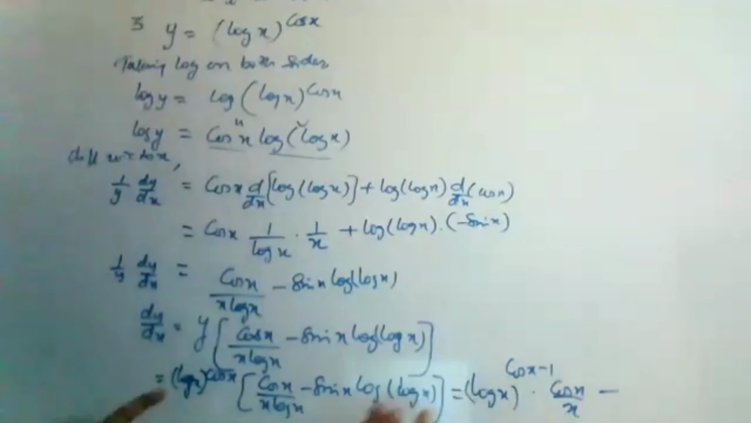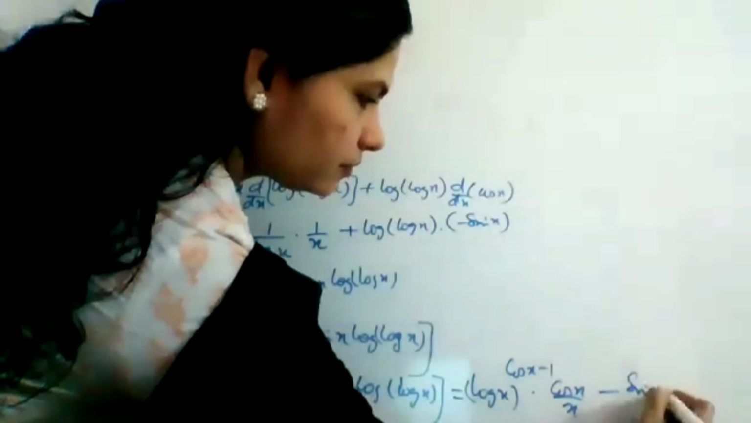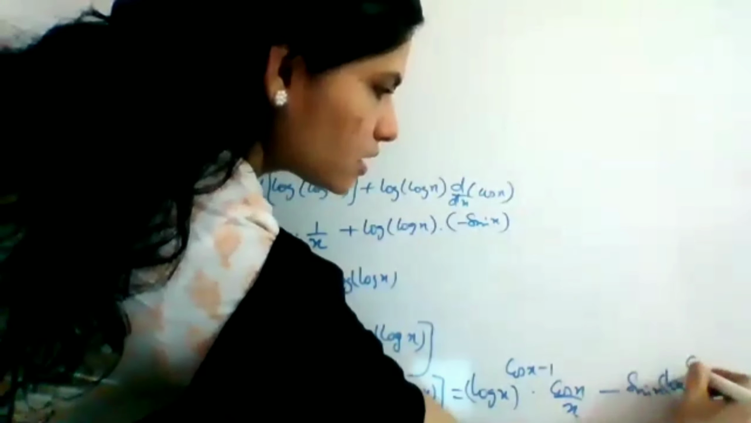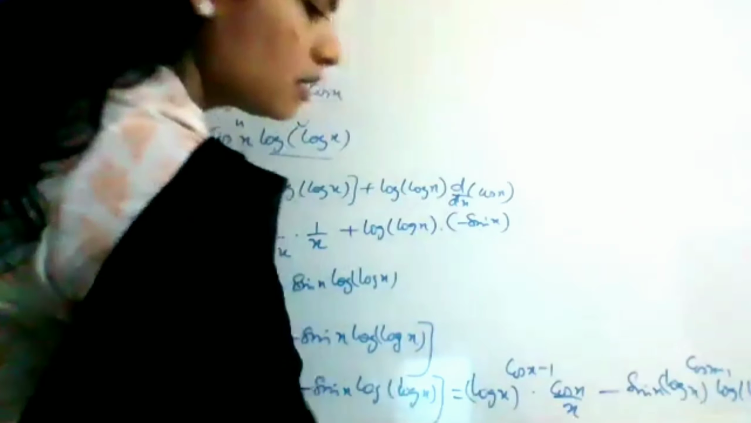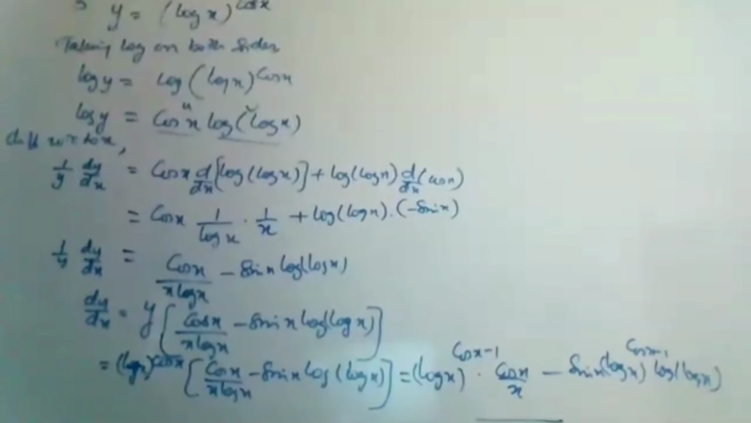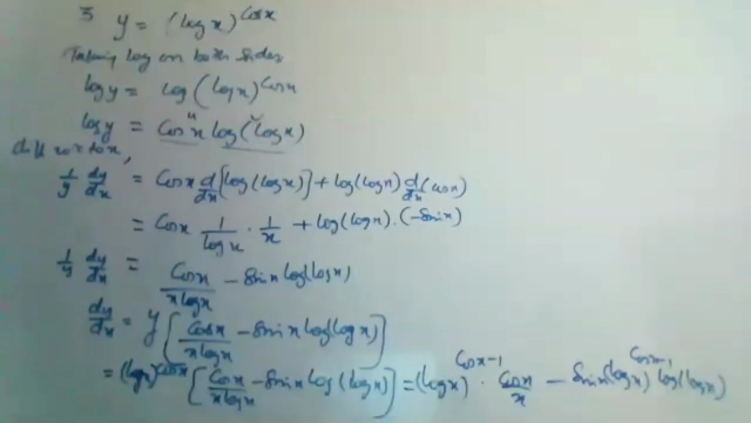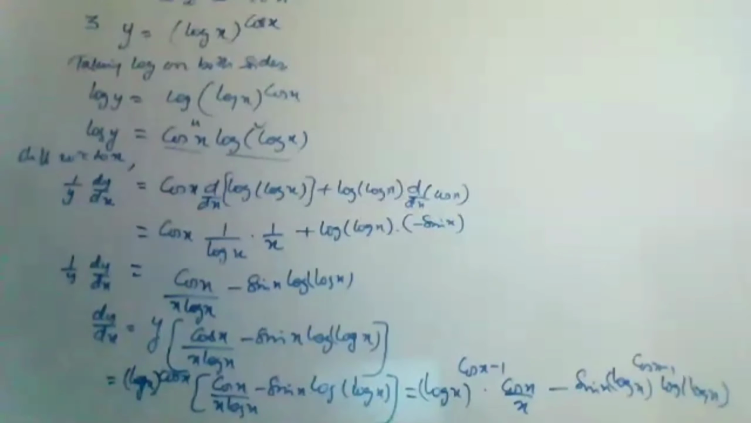On the other side, you just multiply this and you will get the term as sin x log x the whole raised to cos x log of log x. Sin x log x the whole raised to cos x minus 1 log of log x is your final thing. Or else you can stop in this step. Either you stop in this step or you can go further simplifying.